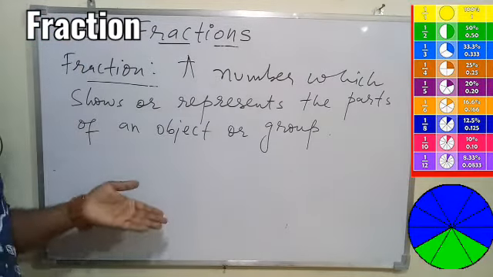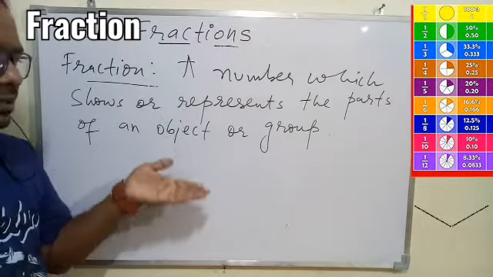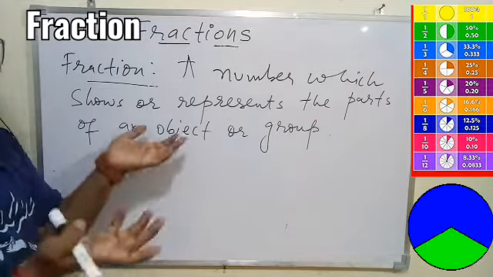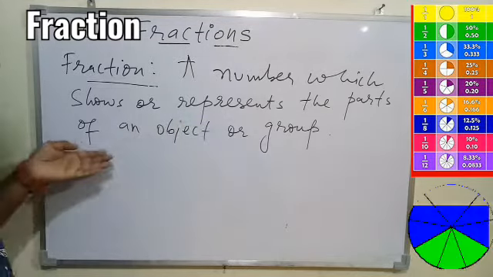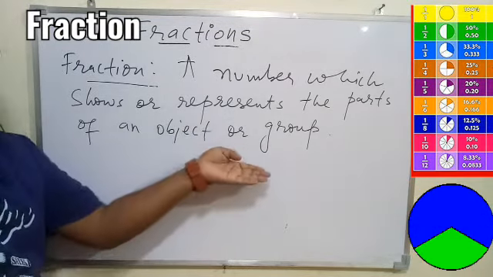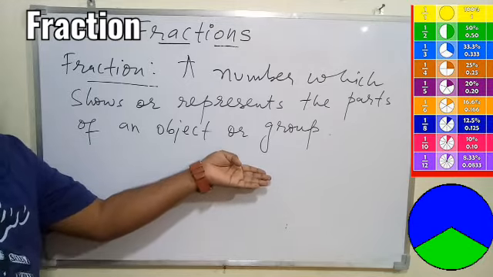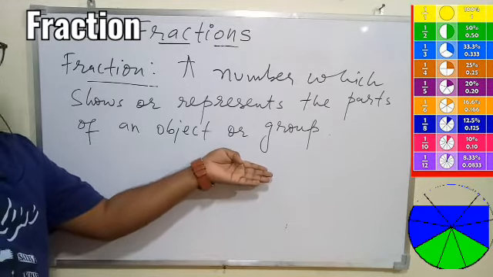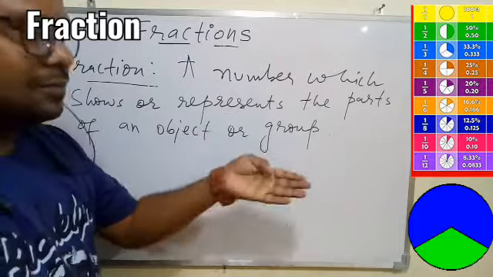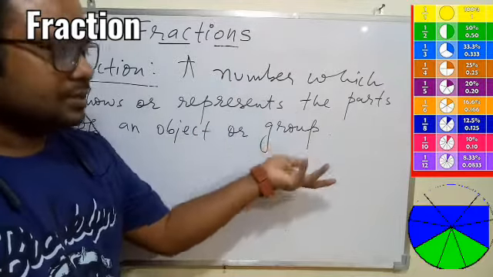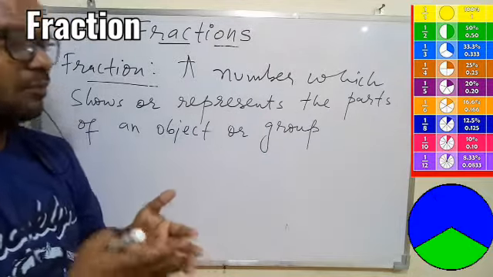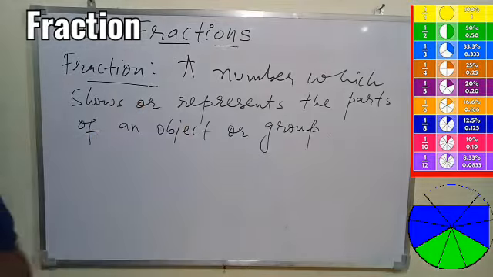So overall, we understood that when we are writing a fraction, we are basically trying to show the parts of an object or a group. So we started with one object and then we divided it into 6 or 7 equal parts, that is, we made a group, and then out of that group we removed a few parts. That was basically shown with the help of a number, and that is nothing but the fraction.